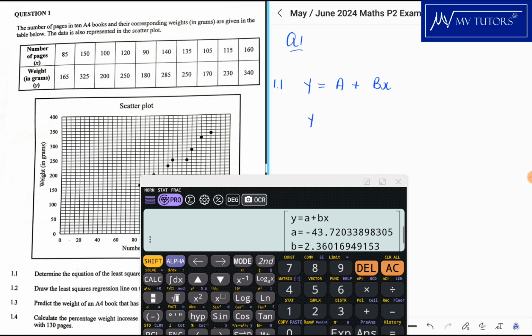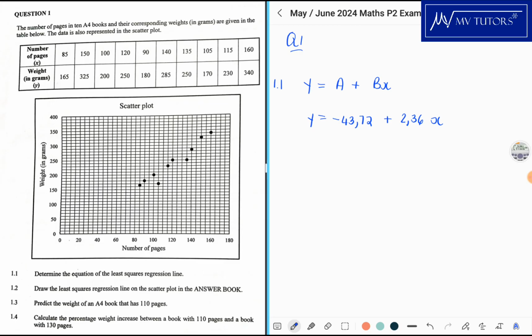Okay, so for the value of a, we have negative 43,72. I'm going to round it off to 2 decimal places. And then in the place of b, because we can see that b is the gradient and we have a positive gradient, 2,36 x. Okay, I think for you guys, using a Casio calculator is much easier than what I have over here.